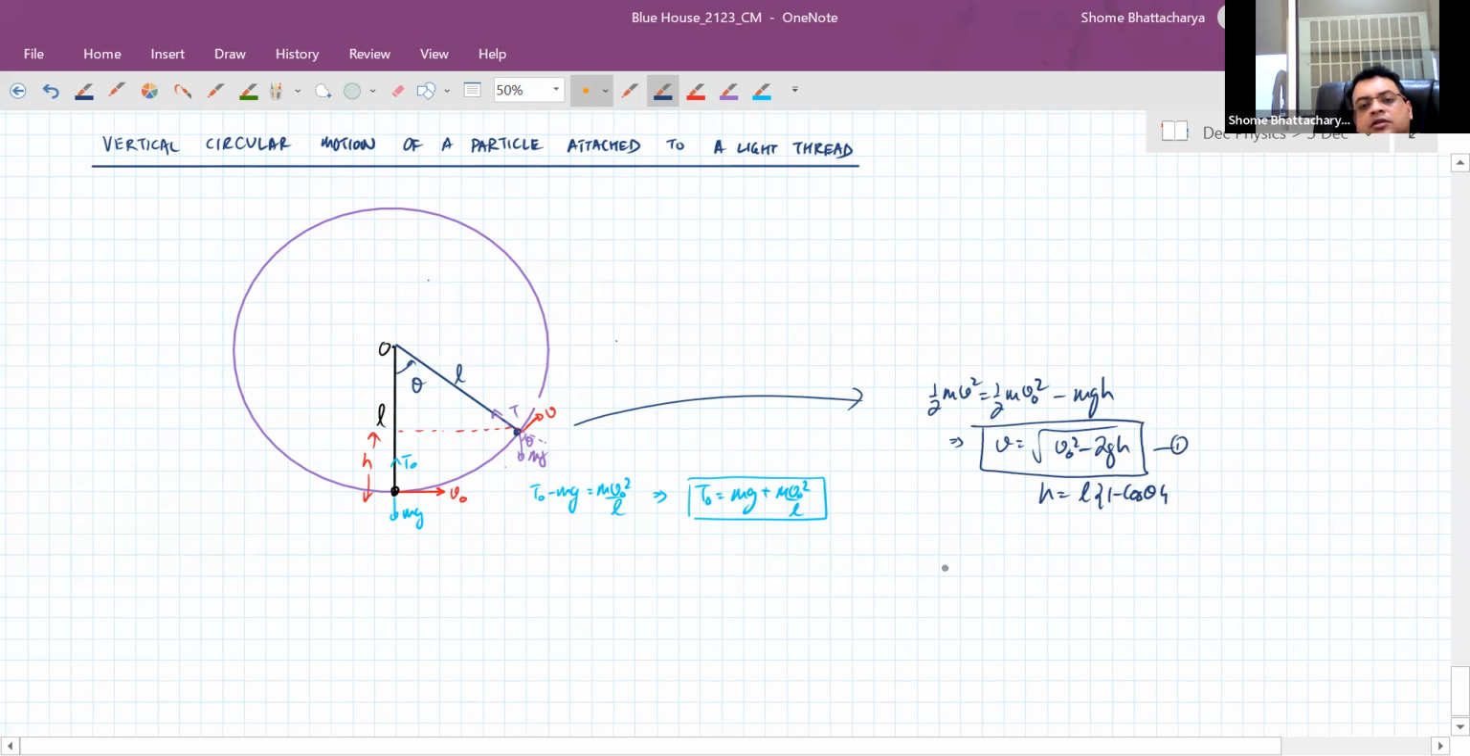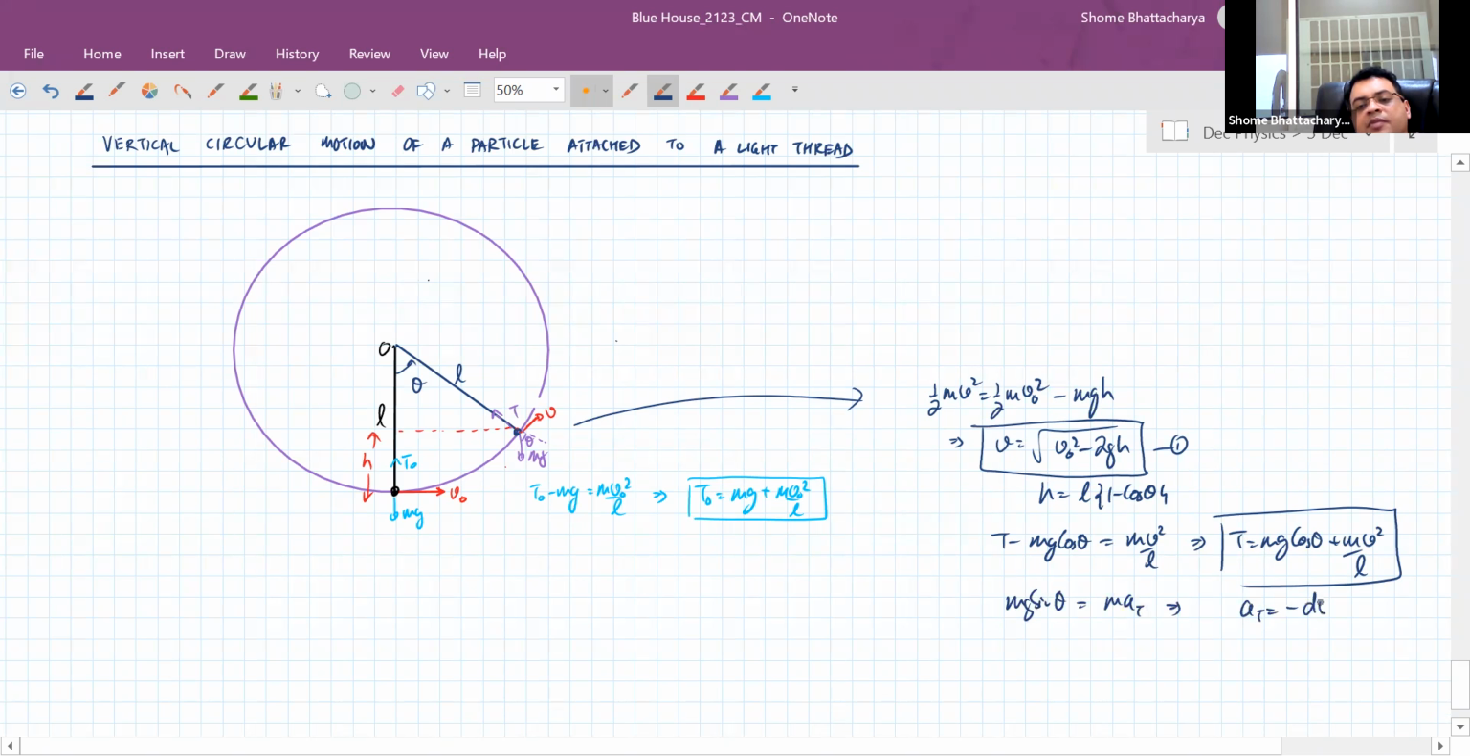And the other thing we saw is that for dynamics, T minus mg cos theta is equal to mv square by L. So T at any point becomes mg cos theta plus mv square by L. And mg sin theta is providing the tangential acceleration. The tangential acceleration is actually minus dv by dt. It's a deceleration, which becomes g sin theta. So these are the dynamical equations, and particularly this is the equation of importance.